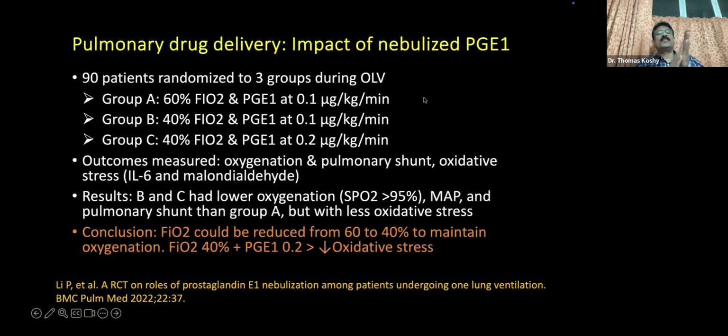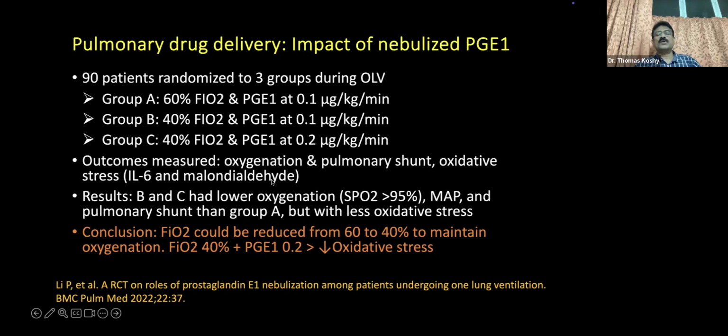Now coming to pulmonary drug delivery, what is the impact of nebulizers? One can use a pulmonary vasodilator to dilate the pulmonary vasculature in the dependent lung to improve the blood flow to the ventilated lung and reduce the blood flow to the collapsed lung. So 90 patients were randomized to 3 groups during one lung ventilation. Group A received 60% FiO2 with a prostaglandin E1 infusion at 0.1. Groups B and C had 40% FiO2 with an increased prostaglandin infusion at 0.2.